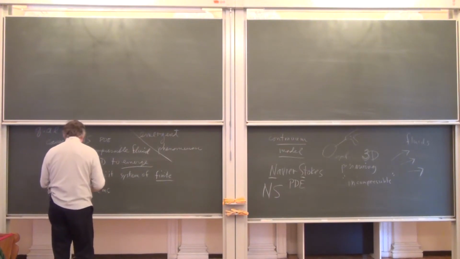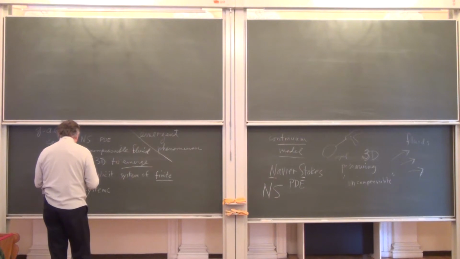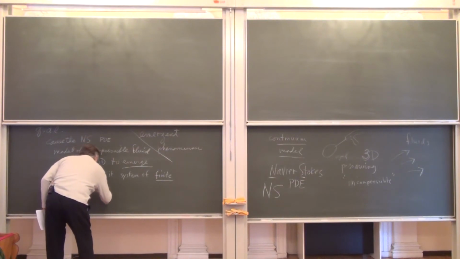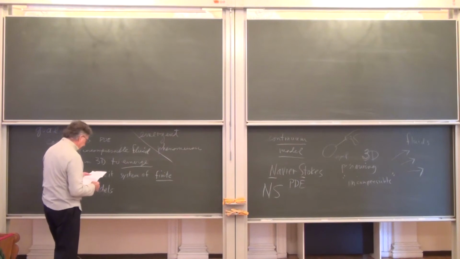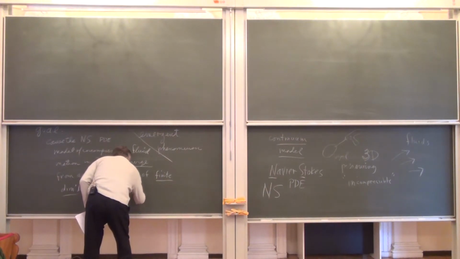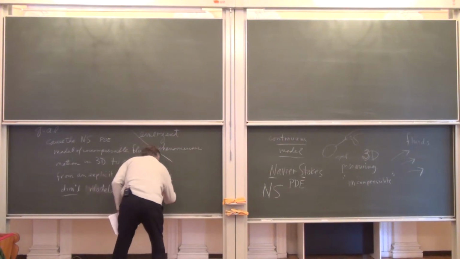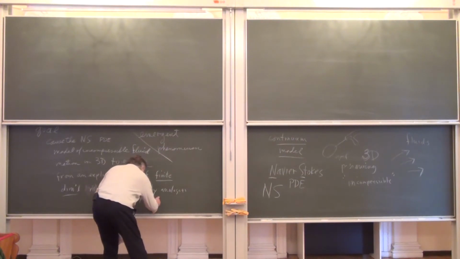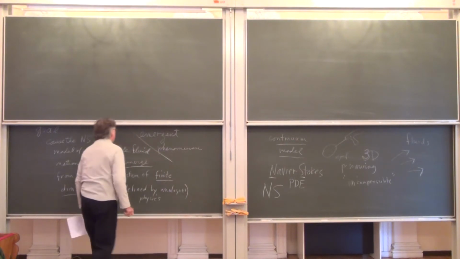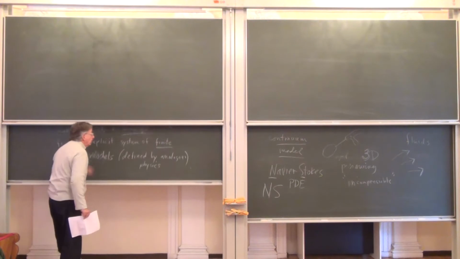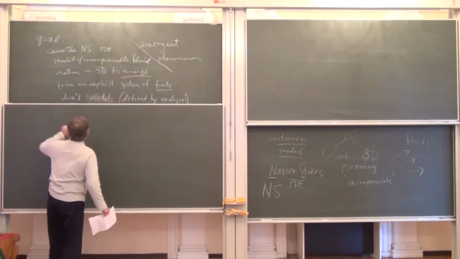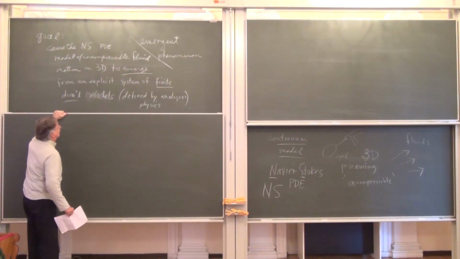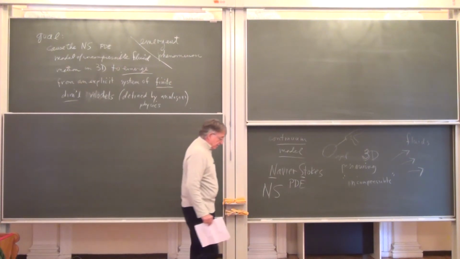So if you have finite dimensional systems, or models, we'll call them models, they should be defined by analogous physics or physical considerations. Okay, now let's put that goal up here. Okay, that's our goal. And that's the goal of this lecture.